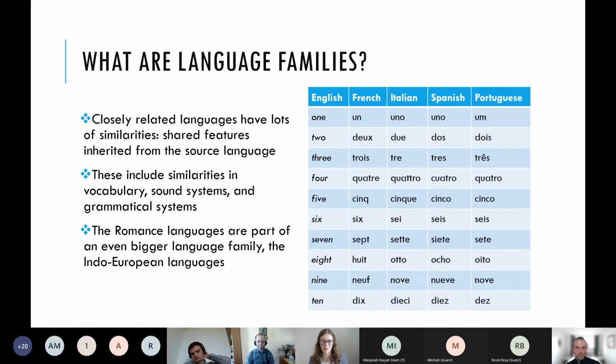systems. So on the right, I've put up a little table of some similarities in vocabulary across some Romance languages. So it should be pretty obvious that lots of the words for numbers are very similar across all the Romance languages because they're all from the Latin numbers. And these Romance languages are actually part of an even bigger language family, the Indo-European languages, which I'm going to show you on the next slide.